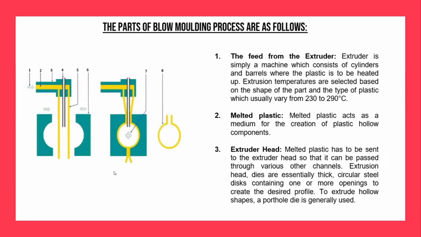So here are the basic parts of the blow molding process. In the figure from the left, we can see the blow molding process with pointed notations. Number 1 represents the feed from the extruder, which consists of cylinders and barrels where the plastic is heated up. Number 2 represents the molten plastic in the yellow regions. Number 3 represents the extruder head. To extrude hollow shapes, a portal die is generally used.